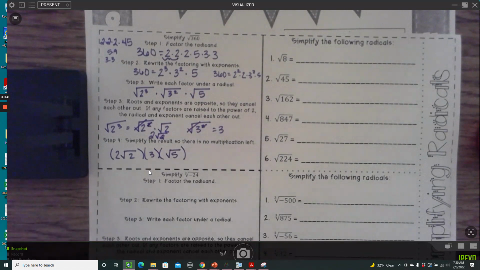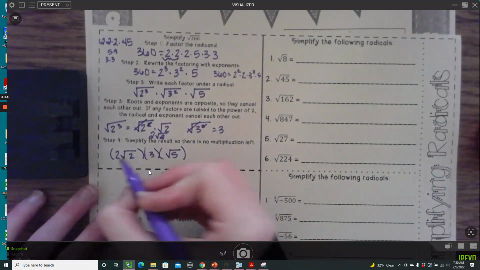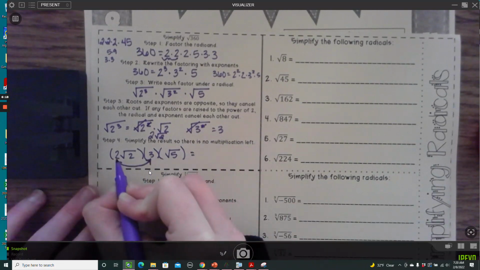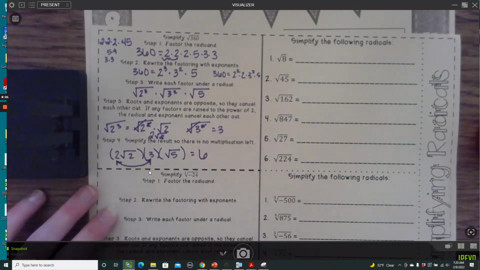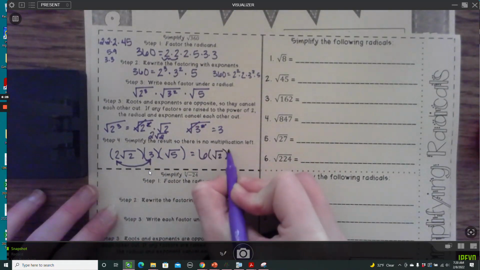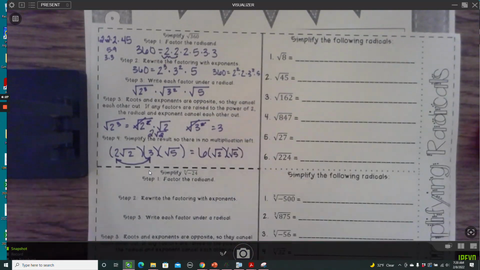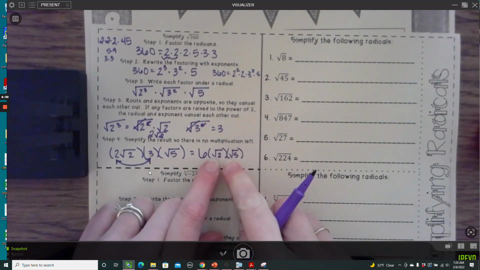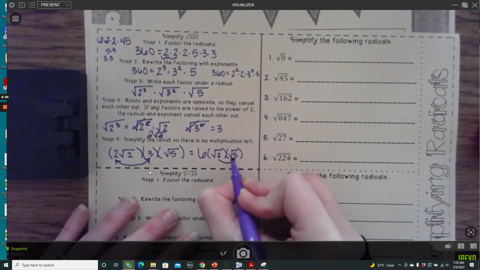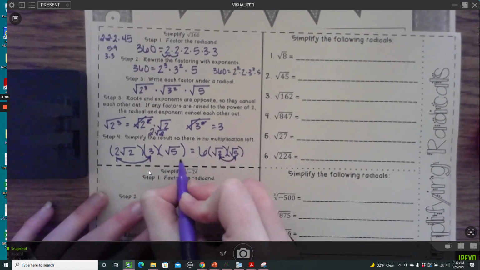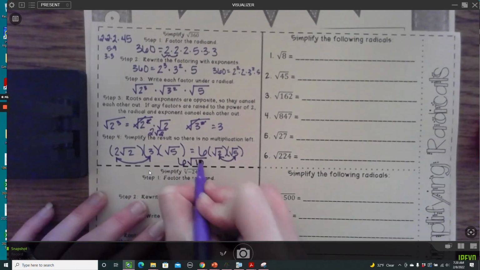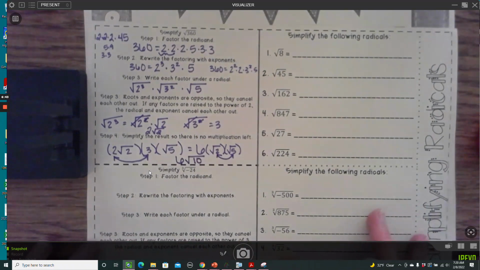What I can do is multiply my coefficients. My coefficients here are this 2 and this 3. So if I multiply 2 times 3, I get 6. And then I'm still left with this square root of 2 and this square root of 5. Well, with radicals, as long as these are the same type of radicals, these are square roots, I can multiply the radicands. So I'm left with 6 times the square root of 10.